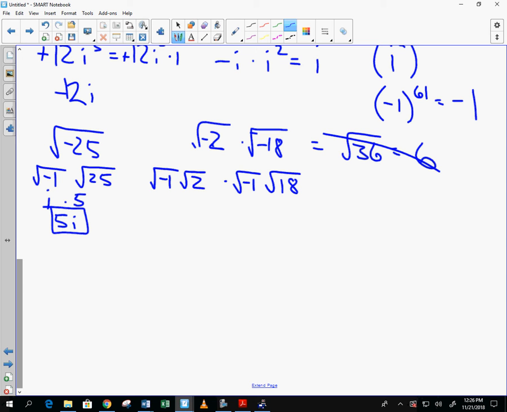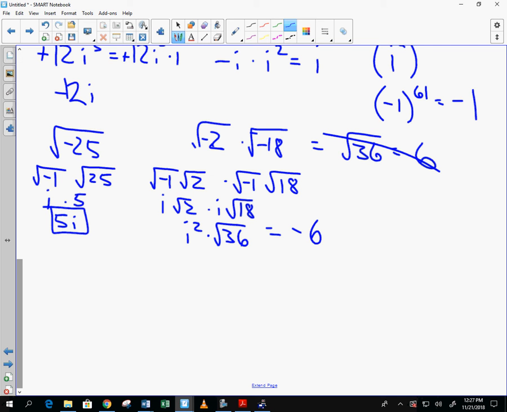Well, what is the square root of negative 1? i, root 2 times i, root 18. What's i times i? i squared times square root of 2 times square root of 18, which is the square root of 36. Let's simplify that. i squared is negative 1. Square root of 36 is 6. So you see, the first way we did it, we came up with 6. But the second way we did it, we came up with negative 6.